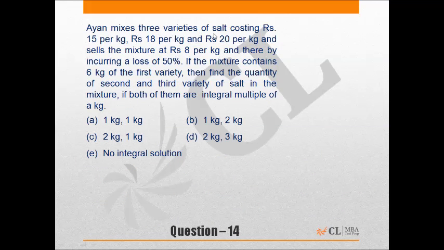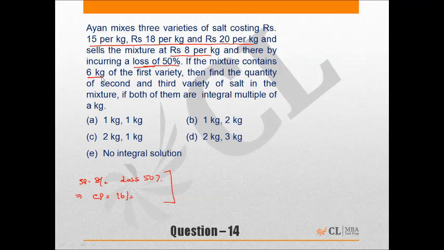Question 14th. Iron mixes 3 varieties of salt costing 15, 18 and 22 per kg and sells the mixture at 8 rupees per kg, thereby incurring a loss of 50%. If the loss is 50%, that means he is selling it at half the cost price, or in other words, cost price should be double of the selling price. So his selling price is equal to 8 rupees per kg, which implies since he has got a loss of 50%, that means his cost price should be equal to 16 rupees.